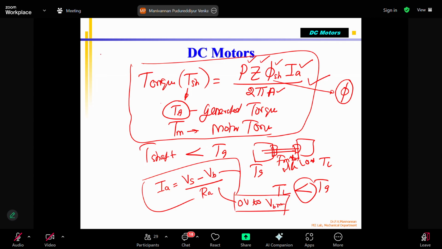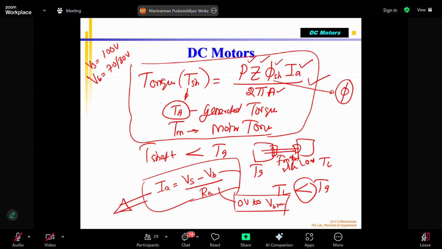For example, the motor supply voltage is 100 volts. This is V supply. VB may be 70 or 80 volts. It will not be 100 volts. VB will always be lesser than V supply. Why? Anybody can tell this? Why should it be lesser than VS? If VB is more than VS, then the torque will be saturated.